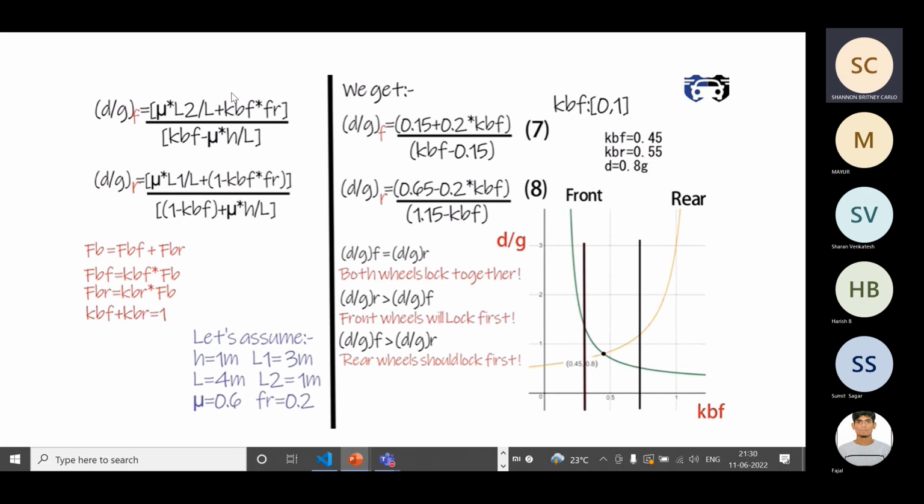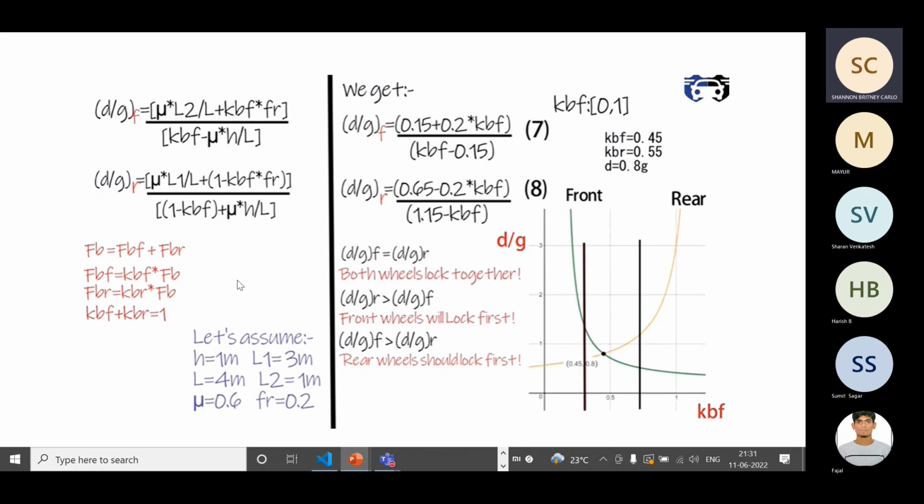So these are the formulas we got from the previous slide, d by g for F and d by g for R. I have considered that FP, that is the total braking force, is the sum of front wheels and rear wheels. And I told you that braking force for the front wheels is equal to some constant KBF into the total braking force, and this is similar for the rear wheels too. And there's one more relation, that KBF plus KBR is equal to 1. Okay, so these are some conditions you need to remember.